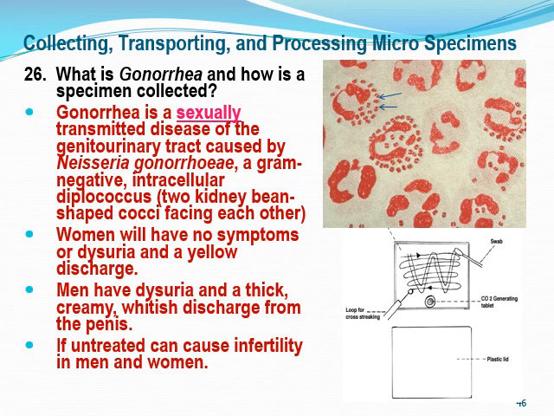And I know a lot of you have probably heard of this before. It's a sexually transmitted disease, okay? Neisseria gonorrhoeae is a gram-negative intracellular diplococcus, which looks like two kidney bean-shaped cocci facing each other. Women will have no symptoms, or dysuria and a yellow discharge. Men have dysuria and a thick, creamy, whitish discharge from the penis. If untreated, it can cause infertility in both men and women.